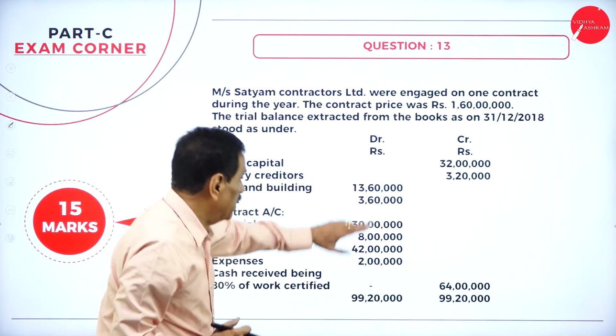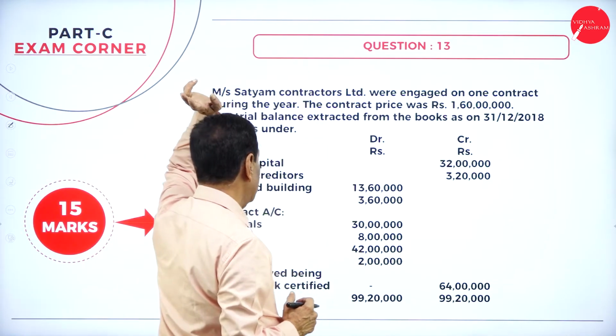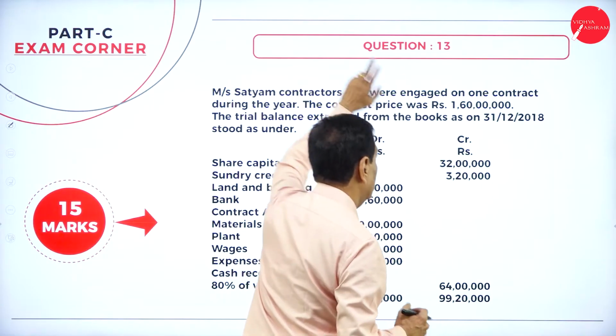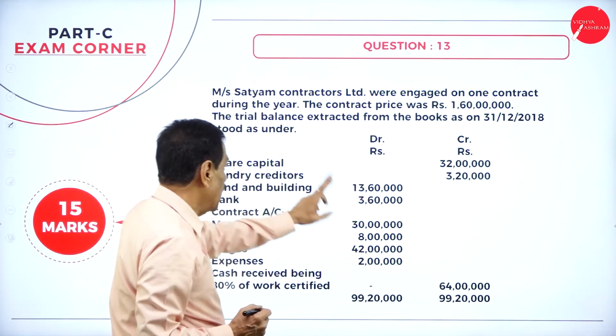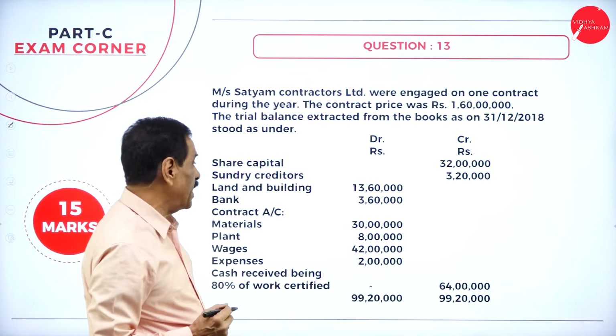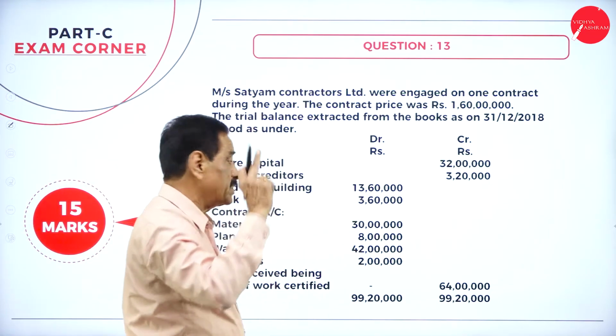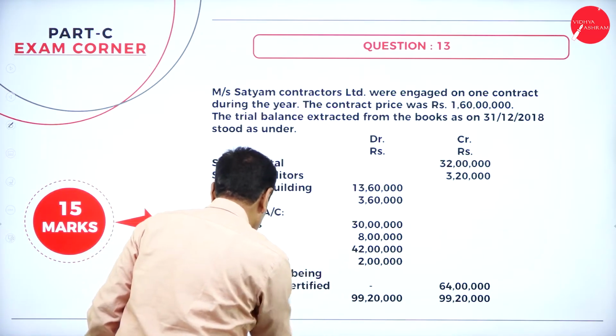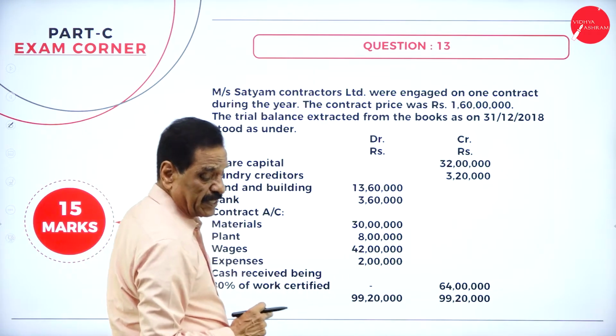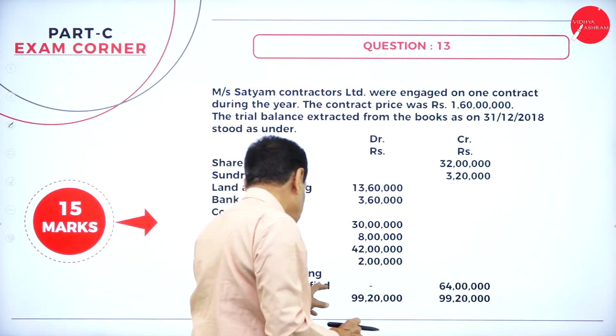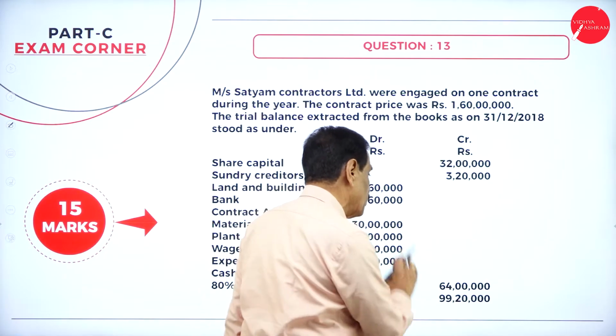Here the share capital will go to the liability side of the balance sheet. Creditors will go to the liability side. Land and building will go to the asset side. Cash at bank will go to the asset side. This will go to the contract account. 80% of the work certified means cash received is 80%; they have not given the work certified.